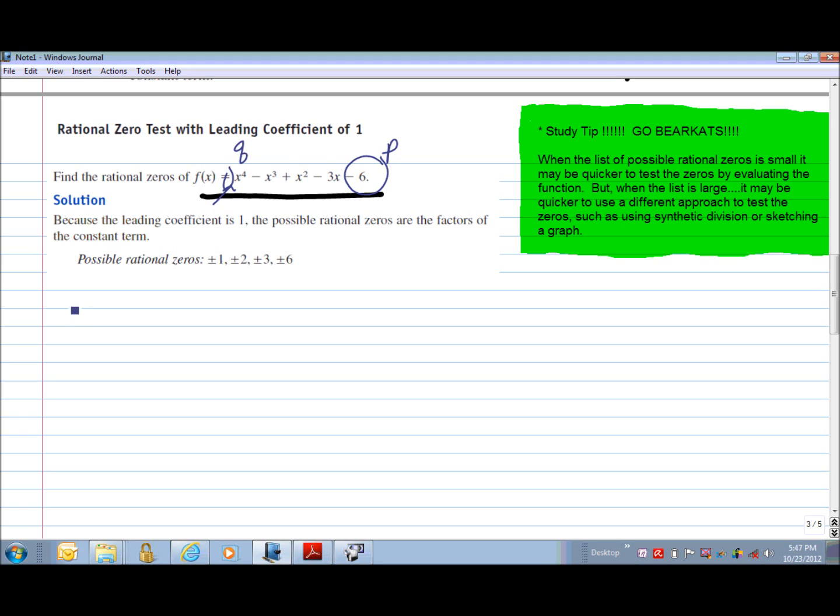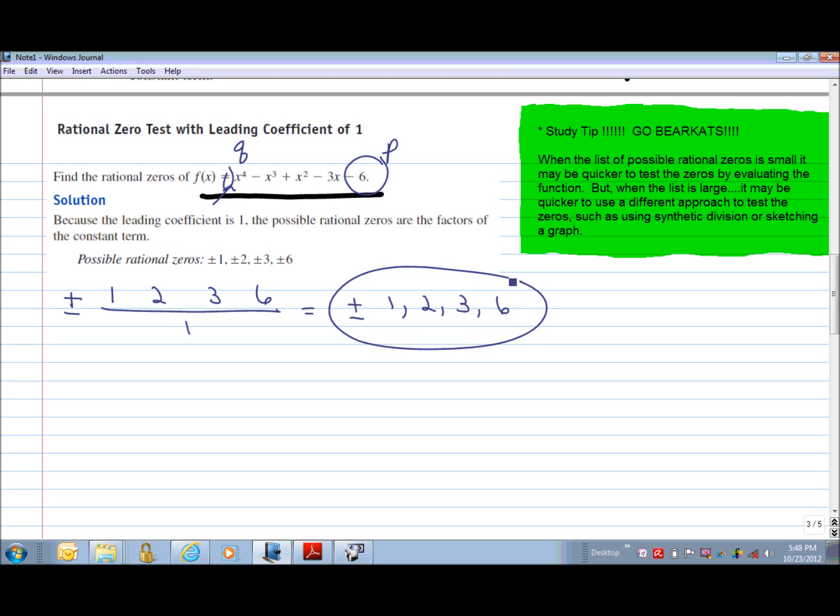And because of that, you would have positive and negative values of all the factors of 6, which would be 1, 2, 3, and 6. But they would be over all the factors of Q, and this just happens to be 1. Since everything would be divided by 1, your possible rational zeros would be positive or negative 1, 2, 3, and 6. And those are all our possibilities.